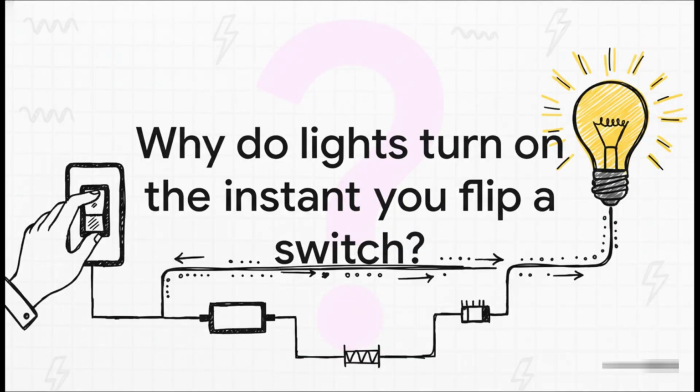You flip a switch on the wall, and a light all the way across the room just, bam, it's on. Instantly. It feels like something is moving at an impossible speed. So what's actually happening in that split second?